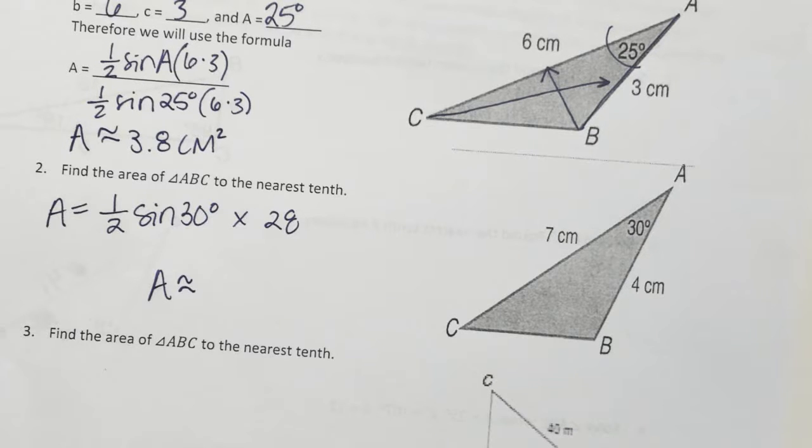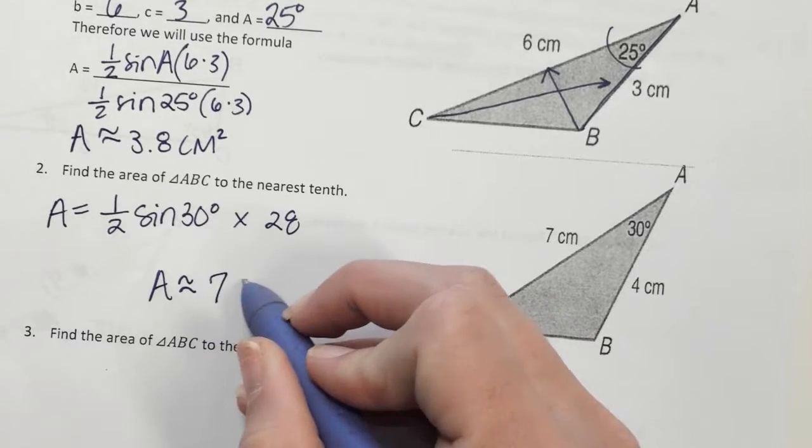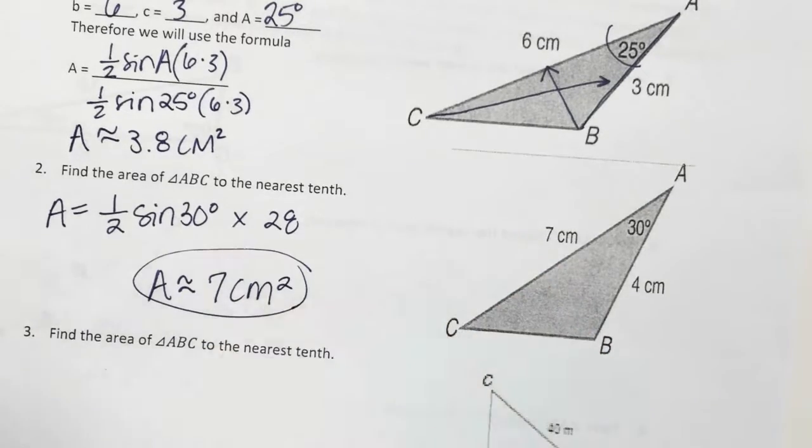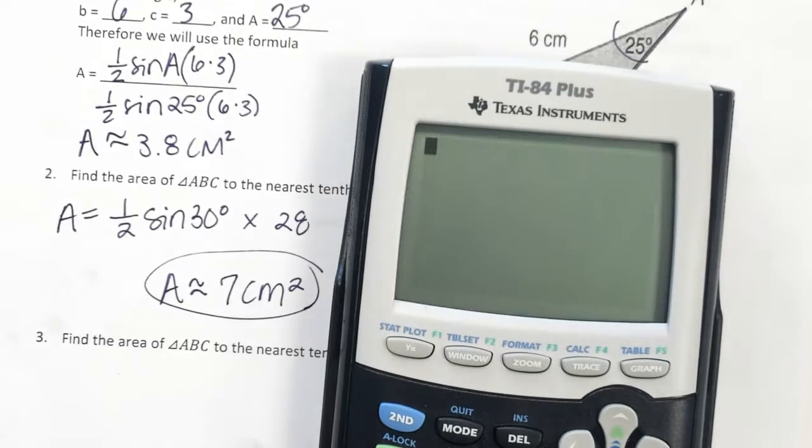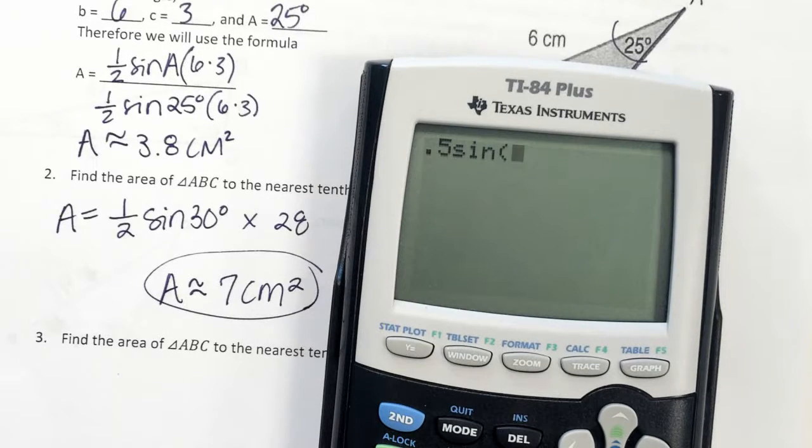Will there always be sine? Yes, because this is done with law of sines. 7 what? Centimeters squared. Very good. Is everybody able to get that in their calculator? Tell me exactly what you typed in. 25 is, oh, I did 38. Gotcha.